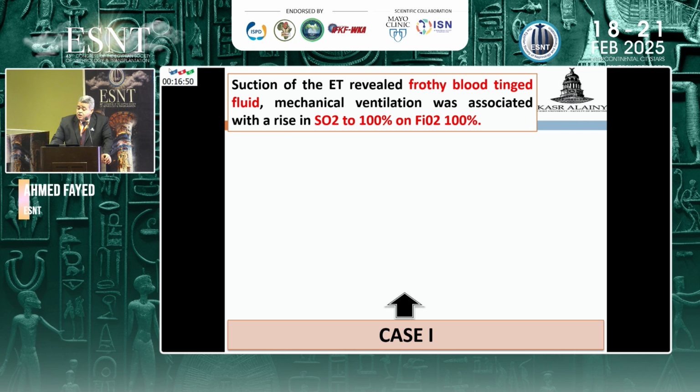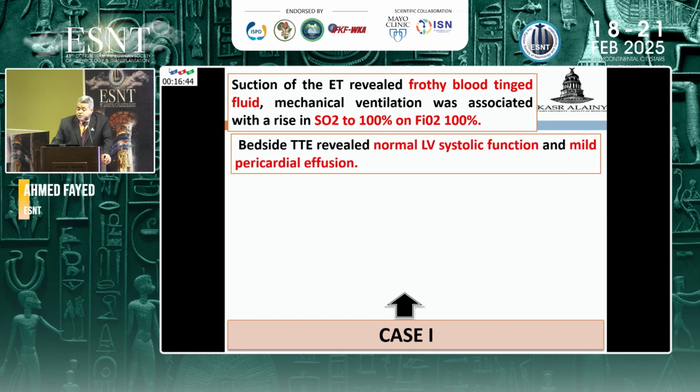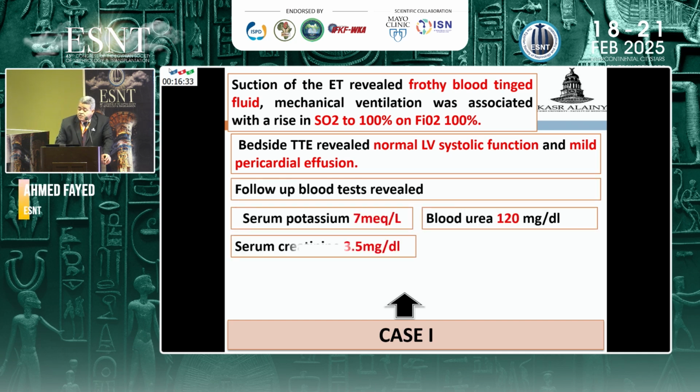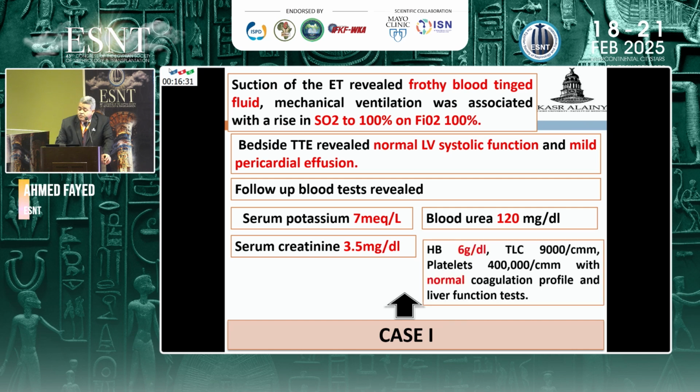Suction from the endotracheal tube reveals frothy blood-tinged sputum, and saturation is 100 on FiO2 100%. Bedside echo shows normal left ventricular systolic function and mild pericardial effusion. On follow-up blood tests, serum potassium is 7, blood urea 120, serum creatinine 3.5, and the hemoglobin is 6, with normal coagulation profile, normal platelet count and liver function, and also all virology and immune screen are normal.